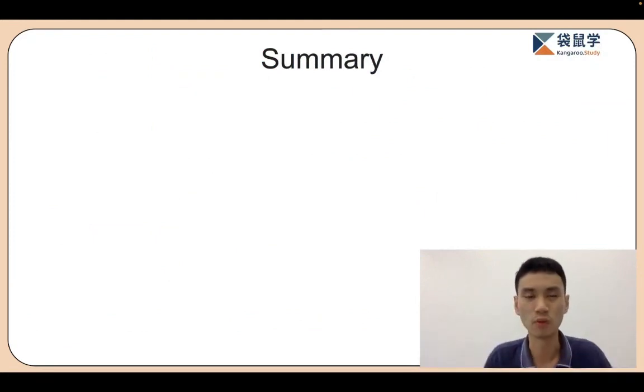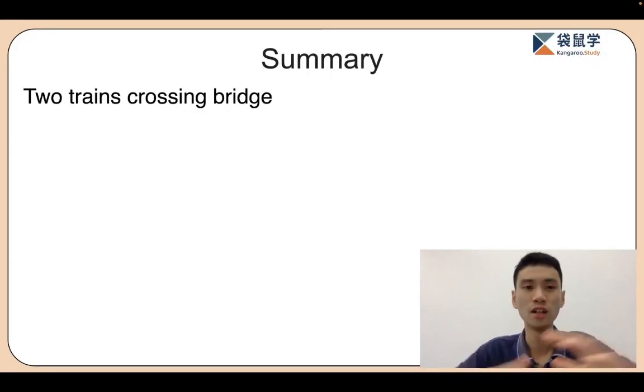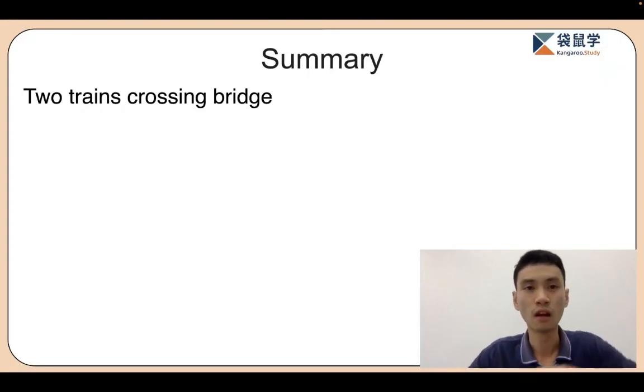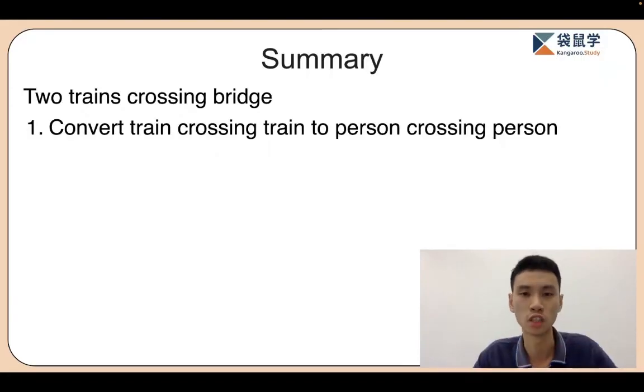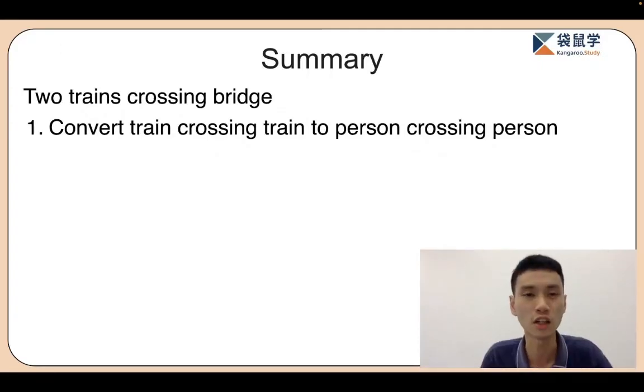Now that we have answered this successfully, let's go on to our summary. So, in this problem, what we have is two trains crossing a bridge. Now, what is the first thing we considered in this problem? Well, we can convert a train crossing train problem to a person crossing person problem. And that way, we can make our analysis and calculation look even easier on the model.